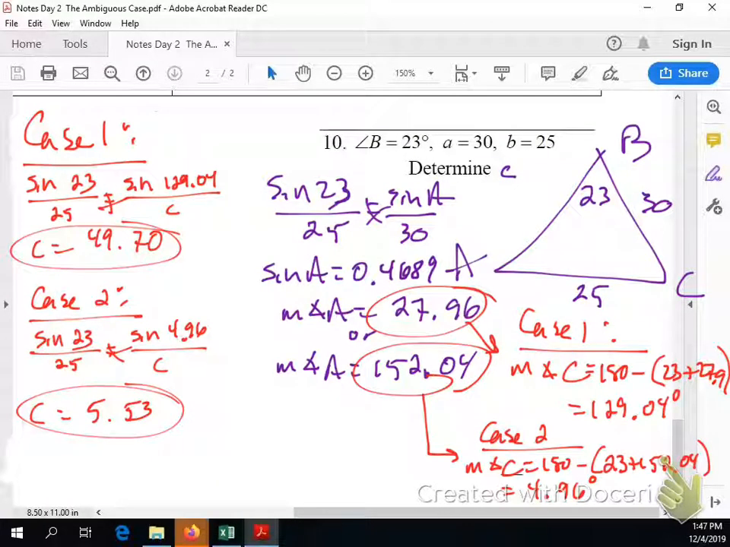All right, and so the last one here. I know that it said determine B, but we already had B. So my guess is we were supposed to go find C. You can find the work there. The measure of angle A could be 27.96 or 152.04, which means the measure of angle C could be 129.04 or 4.96, which leads us to find the length of side C being either 49.7 or 5.53.